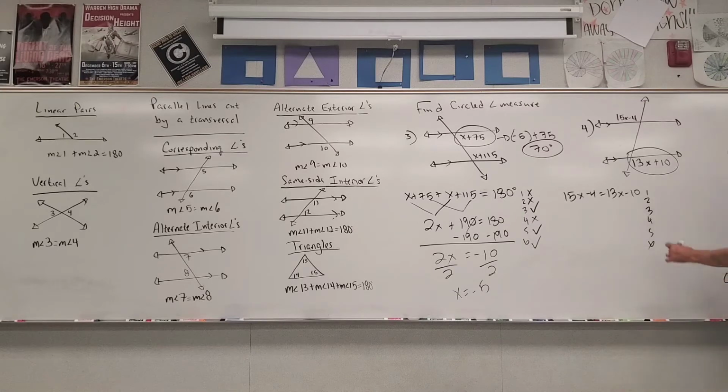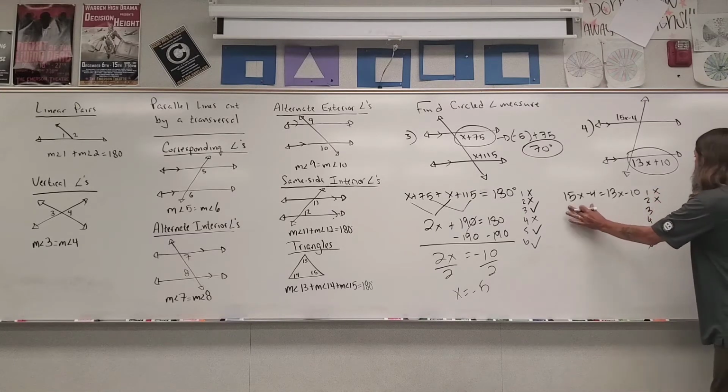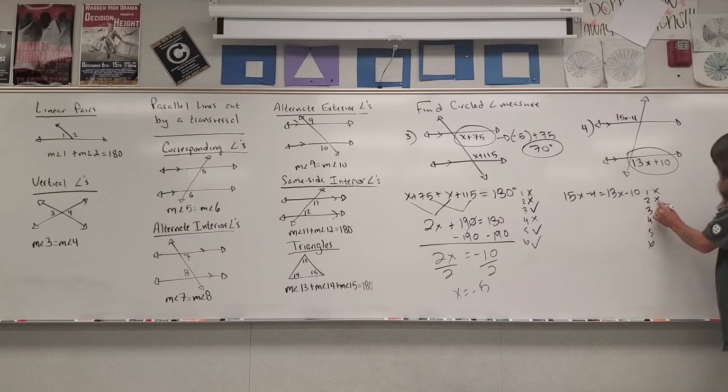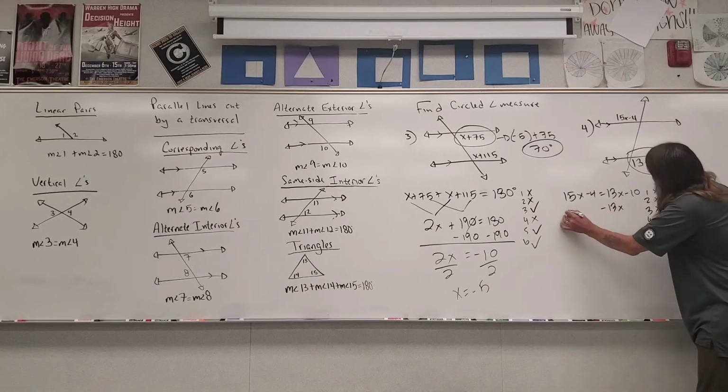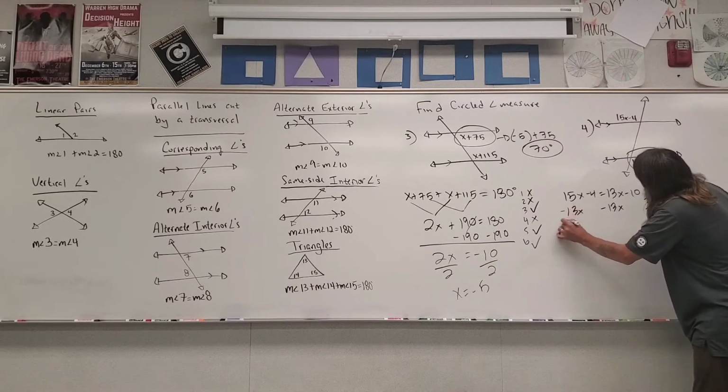Can I eliminate a fraction? No, I cannot. Can I distribute? No, I cannot. Can I combine like terms on either side of the equal sign? No, I cannot. Can I get all my variables to one side? Yes, I can. So in this problem, I'm going to move the 13x to the other side by subtracting it.